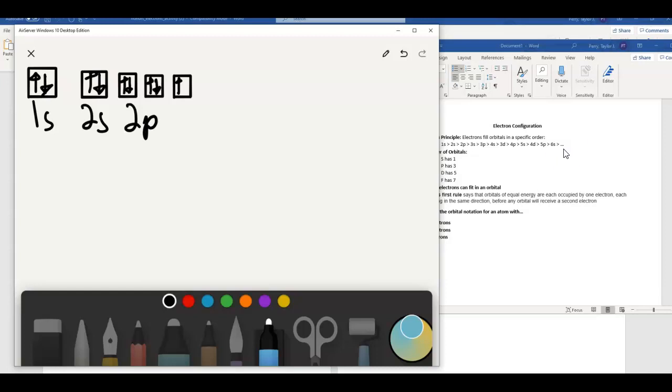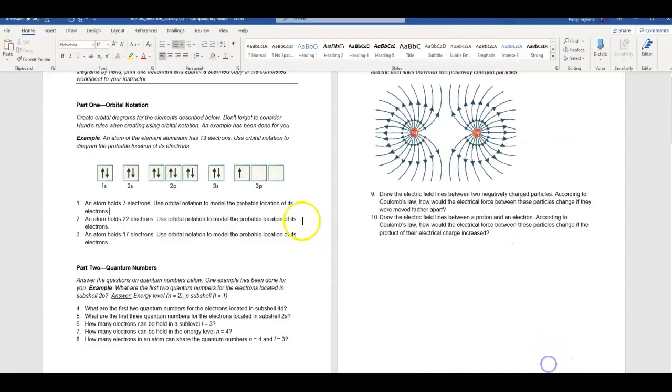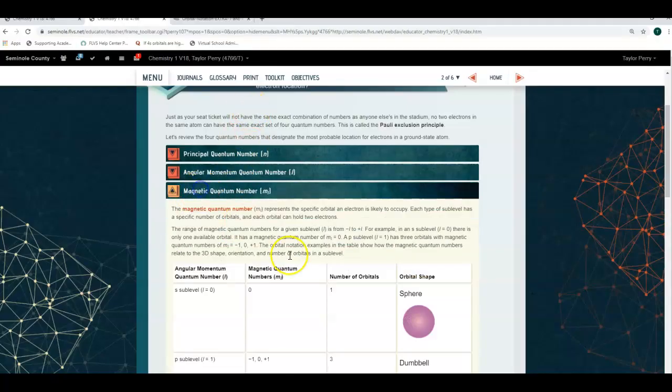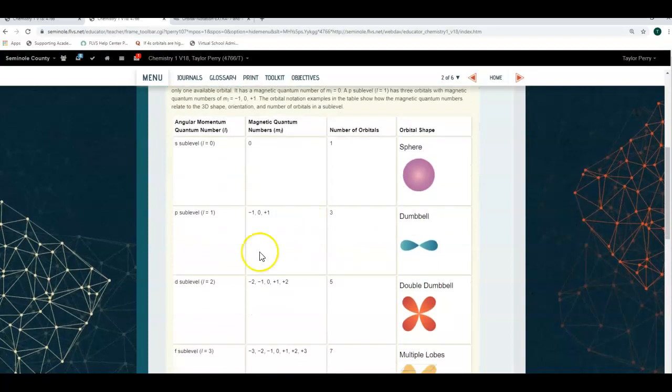All right, now that's how you do electron configurations. So for this assignment, it gives you an example here. For these 3 problems here, hopefully that'll help you. All right, let's go to part 2, quantum numbers. Now, quantum numbers, I'm going to just tell you, this one's actually not too hard because all you have to do to answer this is look at this chart and figure it out from there. I'll show you what I mean by that, though.